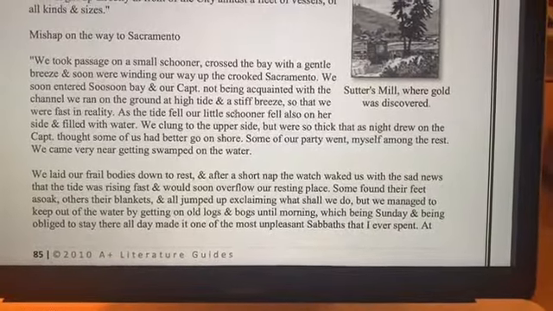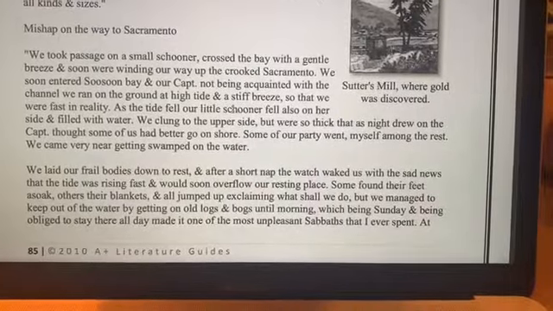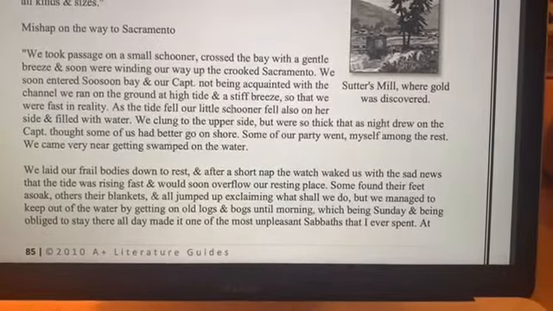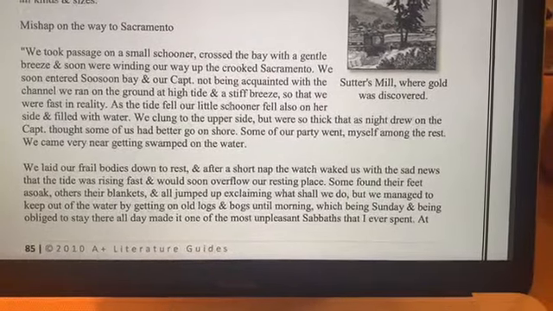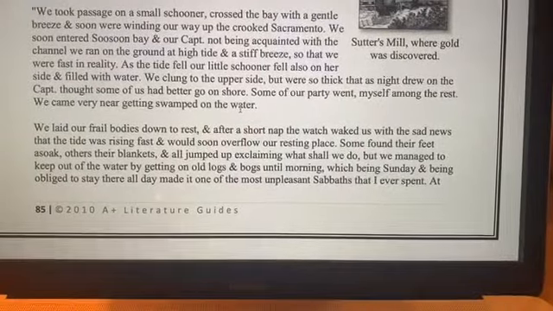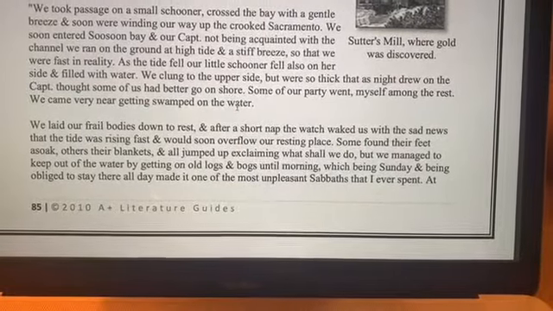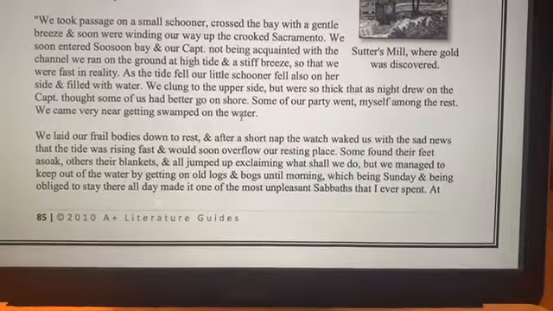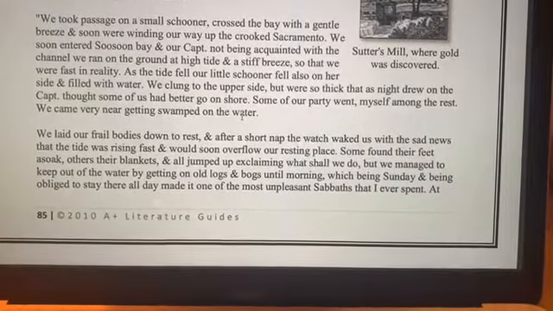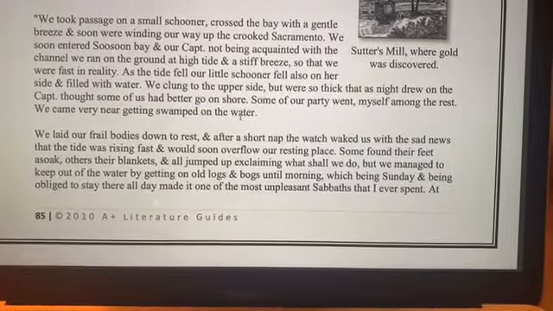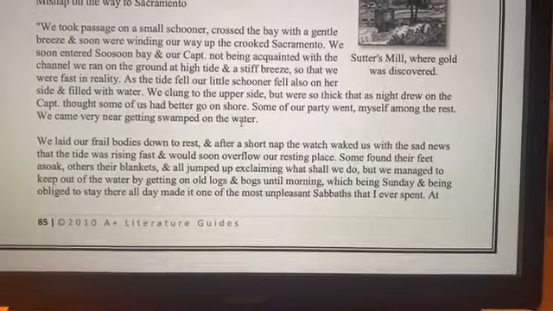We clung to the upper side, but were so thick that as night drew on the captain thought some of us had better go on shore, and some of our party went, myself among the rest. We came very near getting swamped on the water. We laid our frail bodies down to rest, and after a short nap, the watch waked us with the sad news that the tide was rising fast and would soon overflow our resting place. Some found their feet a-soak, others their blankets, and all jumped up exclaiming, "What shall we do?"